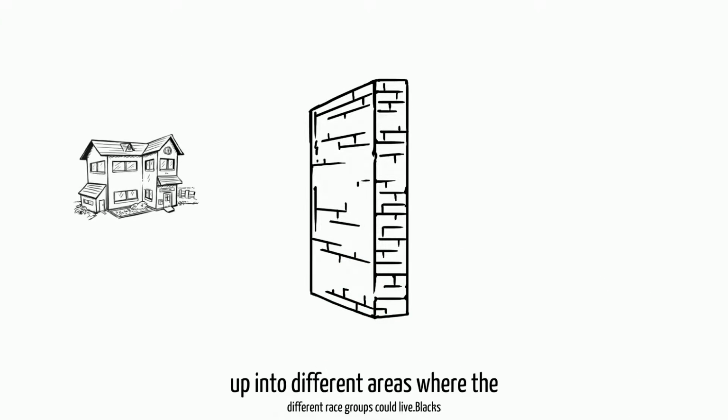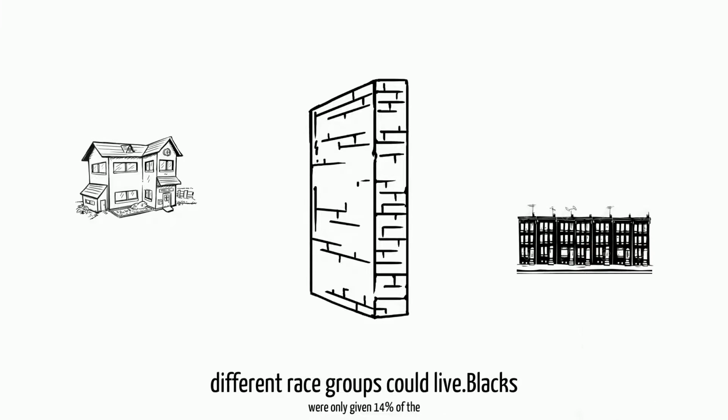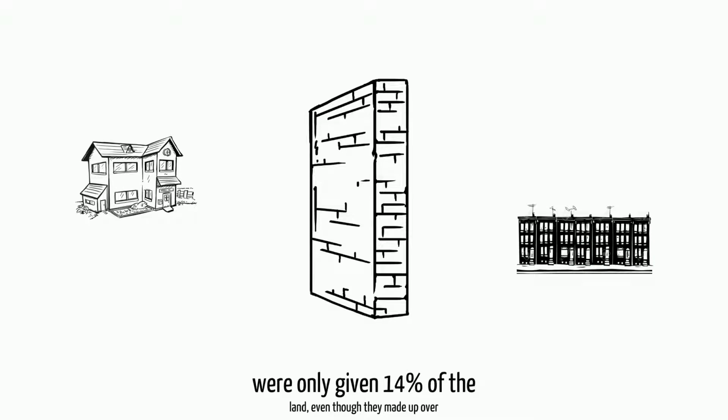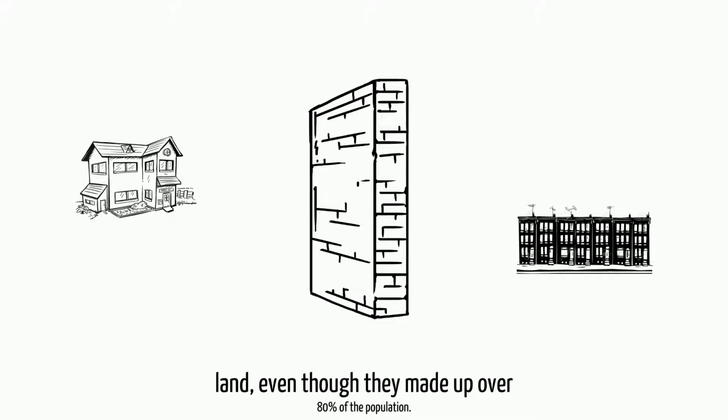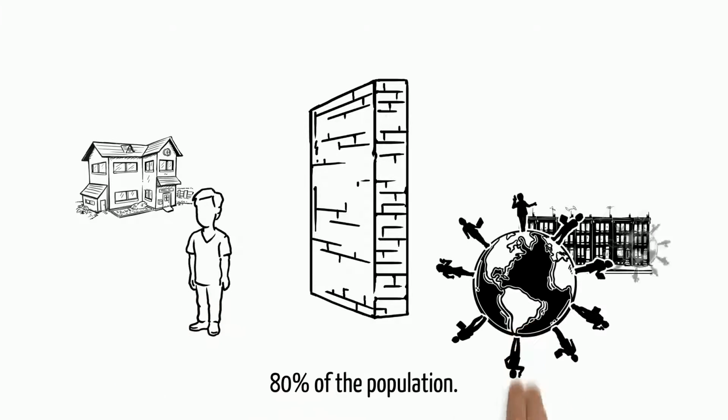The Group Areas Act divided South Africa up into different areas where the different race groups could live. Blacks were only given 14% of the land, even though they made up over 80% of the population.